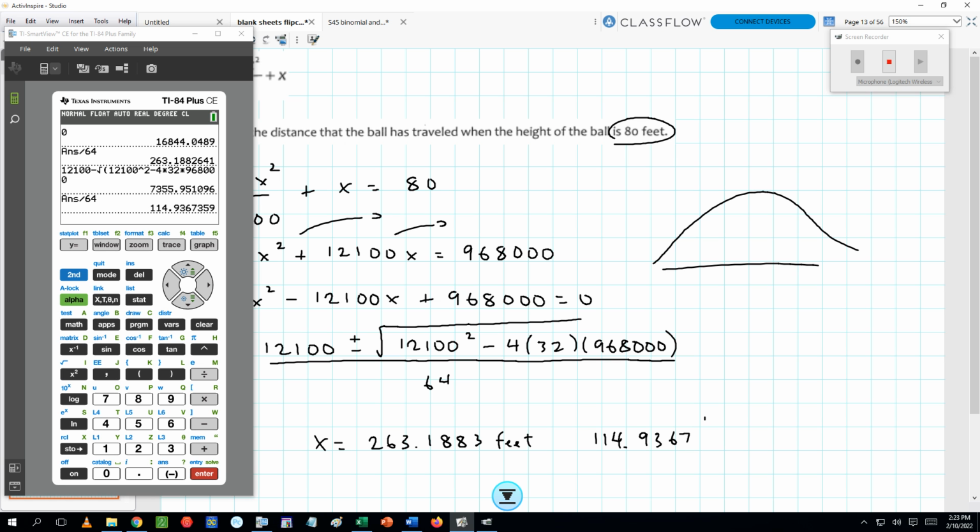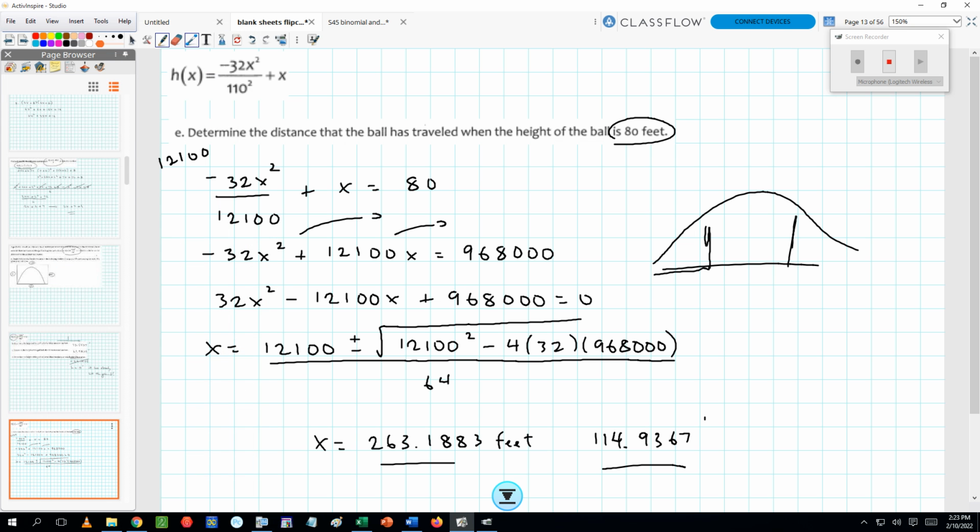All right, so it hit 80 feet high. Well, that's an ugly graph. It hit 80 feet high here on its way, and then it hit 80 feet high again when it was farther out on its way back down. That's why you have the two answers.